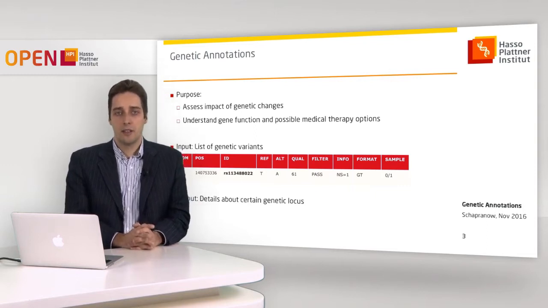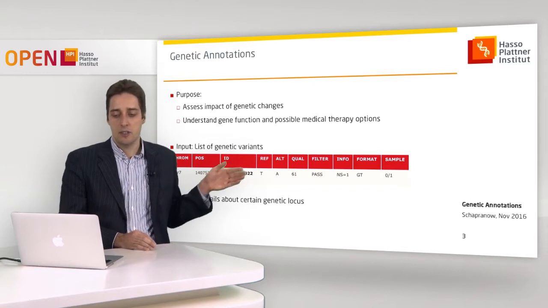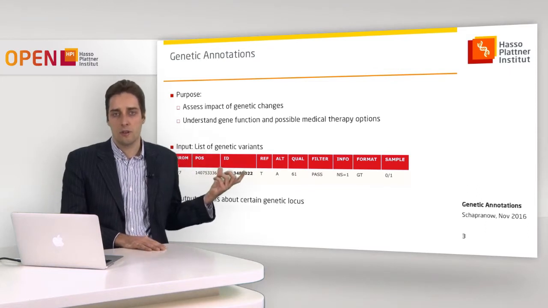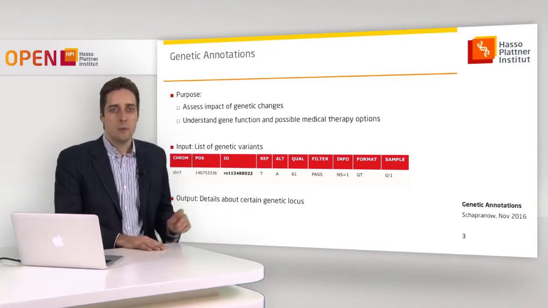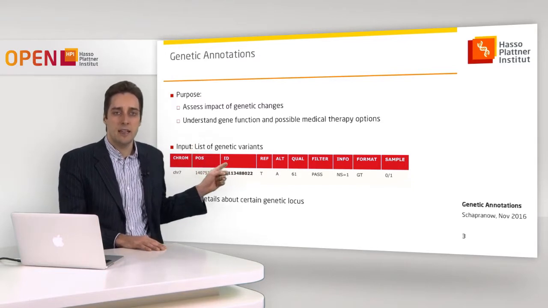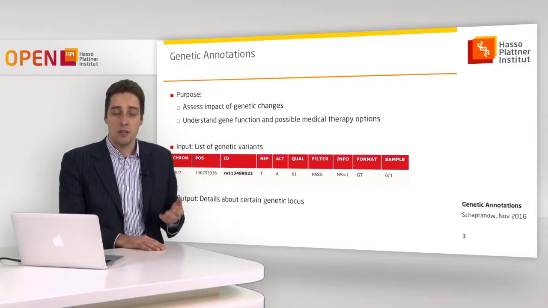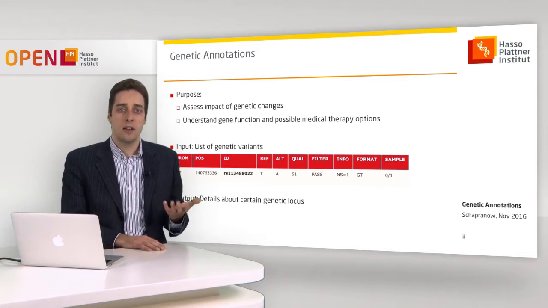So the input for that is, of course, you see it here again, the results of the last variant calling process. It's the list of variants, and this is the structured format of that. And typically, we have talked about the format, but you see here the ID in the middle. The ID here is RS1 whatever. This indicates there is already some known information on the internet about this certain kind of variant.